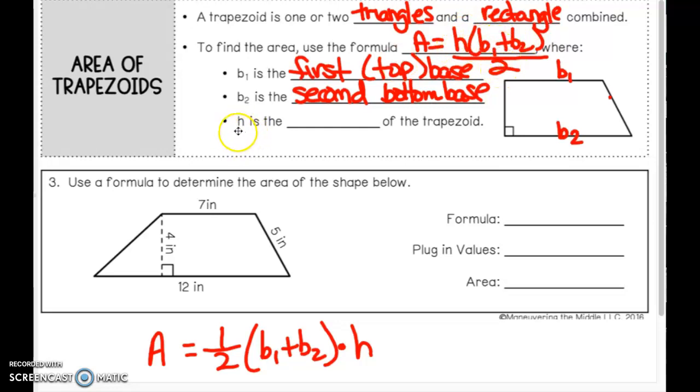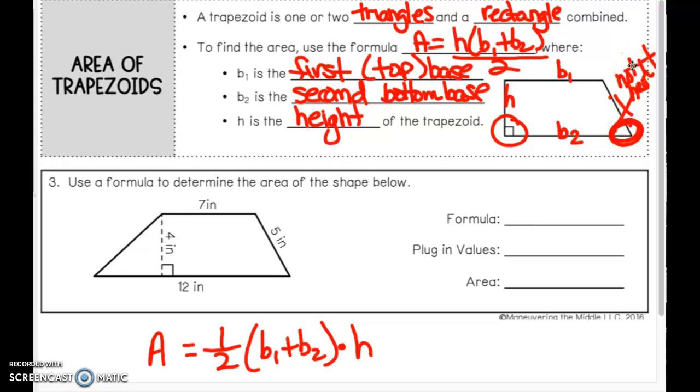Which leads me to this note where h is the height. And in this case, you'll notice the height also has to form a 90-degree angle in order for this to be the height. This side is not the height because it's at an angle, and that does not form a 90-degree angle here. So that is not the height.